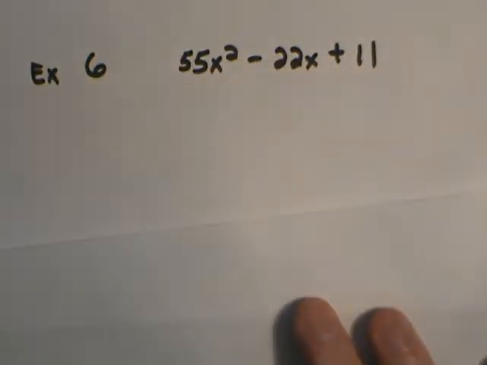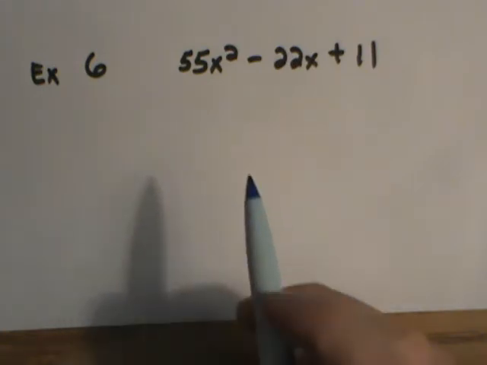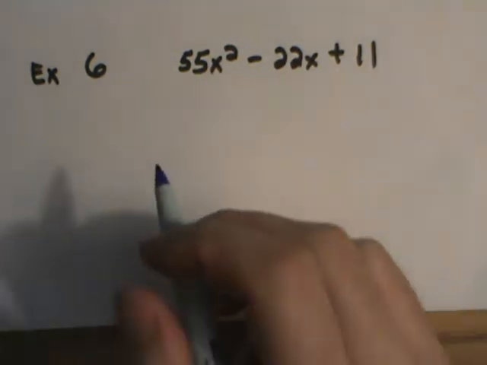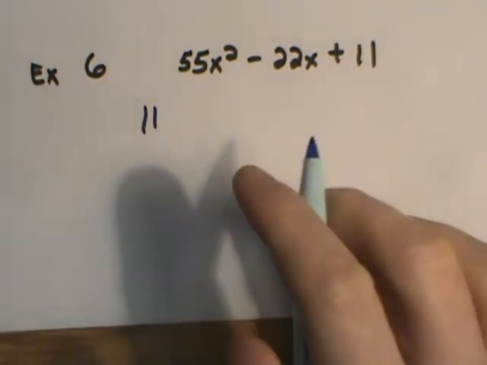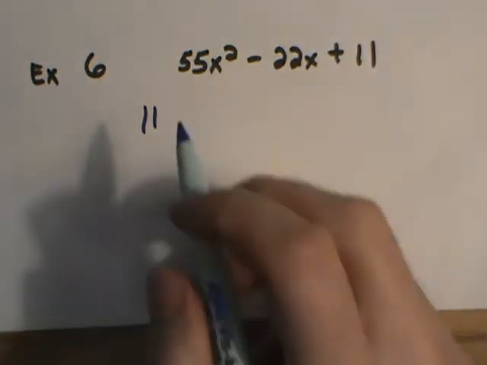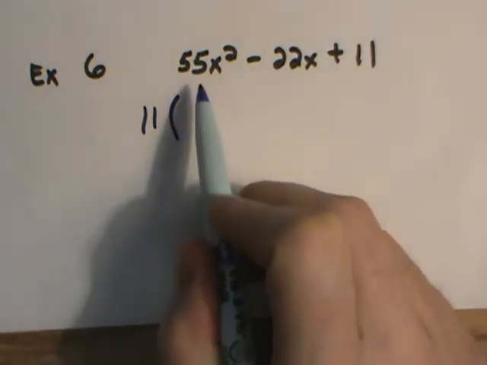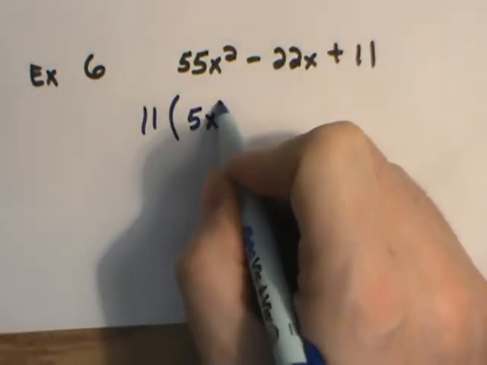With example 6, we want to look at that and expect what divides 55, 22, and 11. Hopefully you're thinking 11. And so in my parentheses, now if you're thinking about the variables, they all didn't have an x to offer, so I couldn't pull that out. So I would put my parenthesis here. 11 times what gives me 55? 5. I would need the x squared.